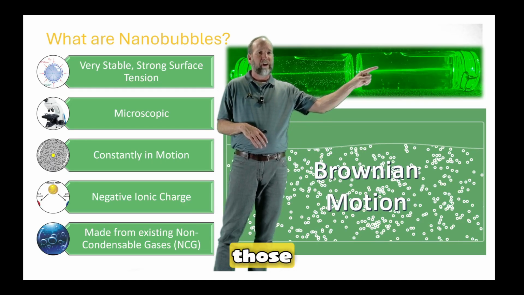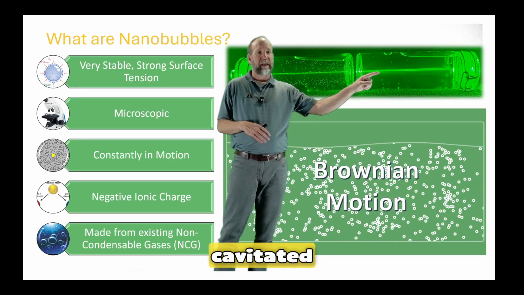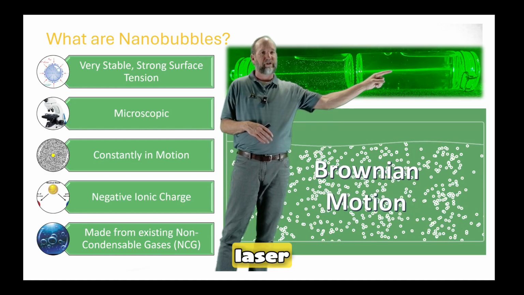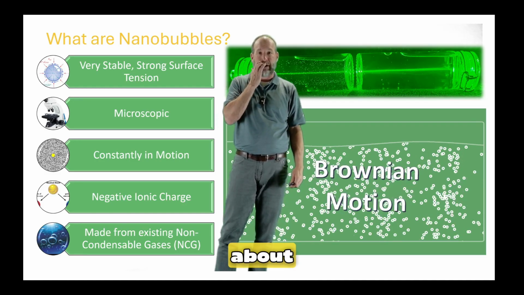You can see all those larger, middle-sized bubbles are all gone. They've all been shredded and cavitated into nanoscopic bubbles, which is why you see this tight laser beam coming through here. That's nanoscopic bubbles, and we'll talk a little bit more about that.